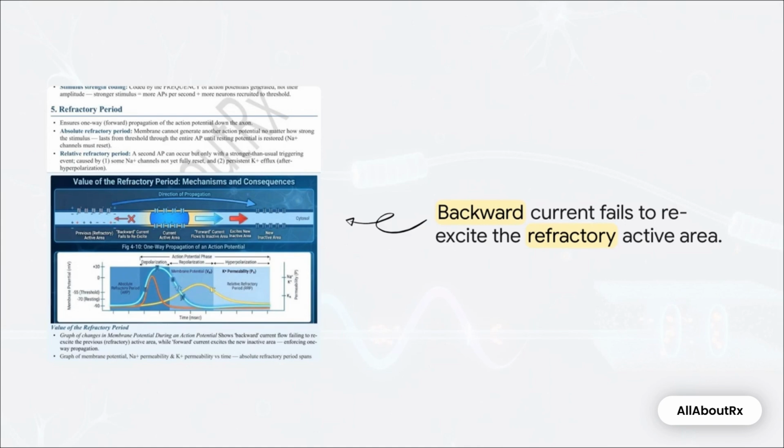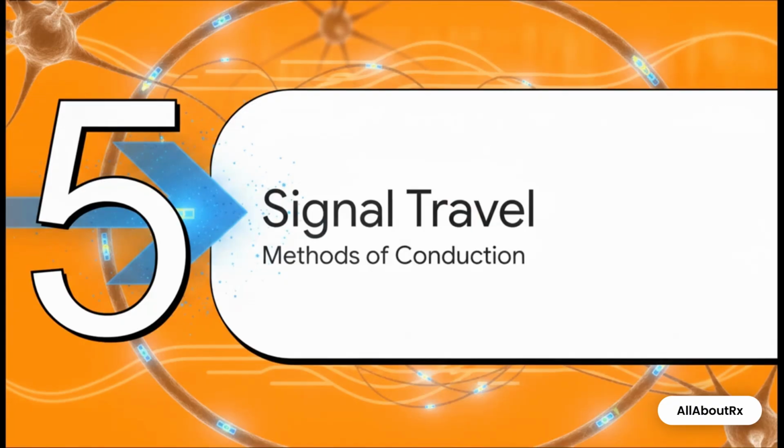To ensure signals travel in only one direction, absolute and relative refractory periods completely lock down the membrane right behind the active wave. The area that just fired gets temporarily exhausted, and the sodium channels basically refuse to open. This brilliantly prevents backward reexcitation and forces the signal to travel strictly forward. Now that we know it only goes forward, let's explore exactly how it gets from point A to point B in section 5. How neural signals travel.